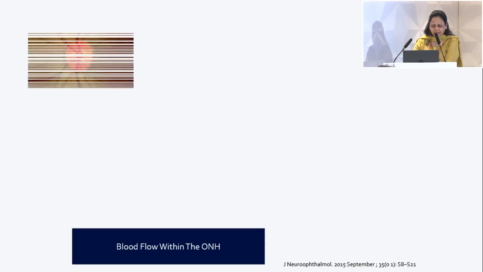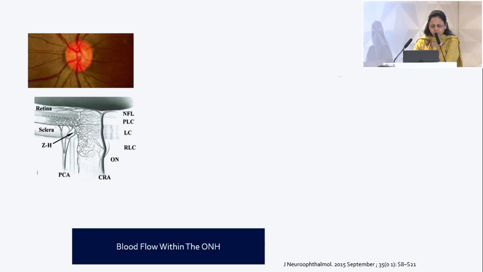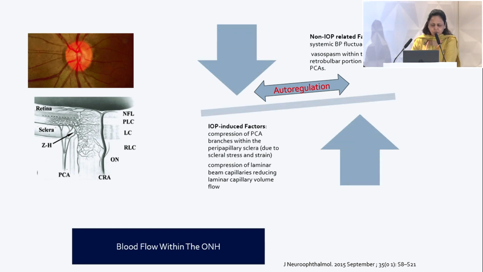So having said that, the auto-regulation of the ONH, which is really important when we talk about glaucoma disease onset or disease progression. The auto-regulation basically exists between the non-IOP related factors and the IOP-induced factors. In non-IOP, we all know it's systemic BP fluctuation or vasospasm.